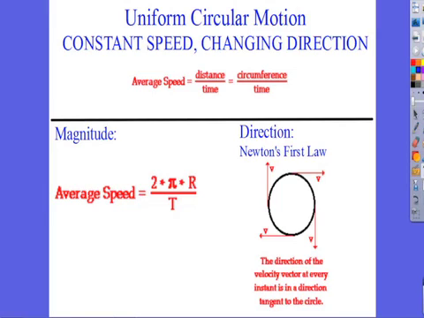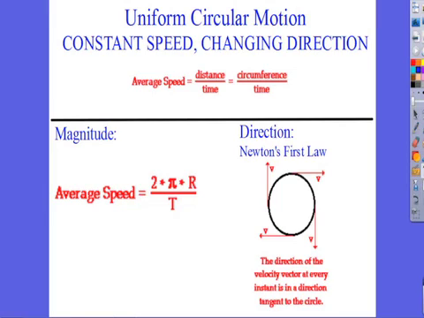We use the same equation, d over t, that we've been using since Chapter 2. The only difference is the distance is now the circumference, which is 2 pi r, and the time is the period, or how long it takes to complete one revolution.